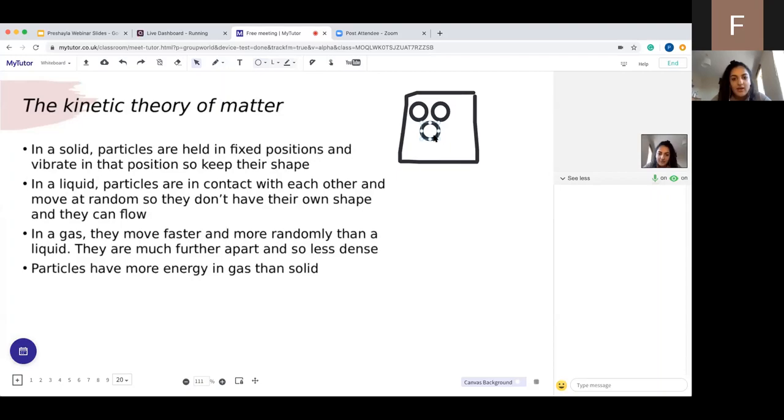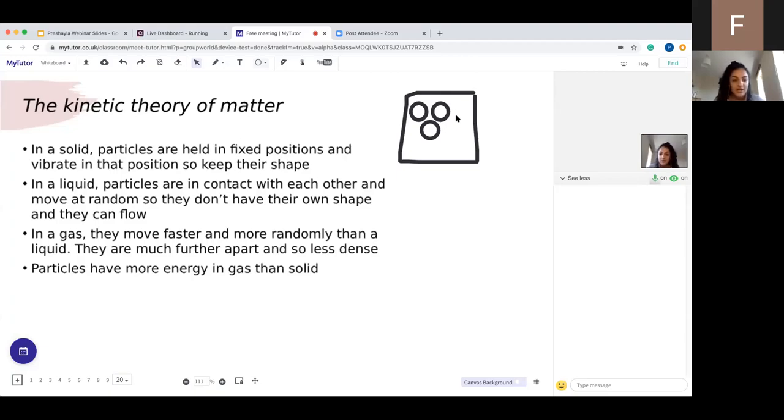They vibrate in that position and they keep their shape. They don't move, which is why a solid cannot flow. In a liquid, however, particles are in contact with each other and they move at random. They don't have their own shape and they can flow. In a solid, they have their own shape and they keep that shape. In a gas, they move much faster and much more randomly. They're much farther apart and less dense, so they can also flow. So it's really talking about the particle structure and what that means for flow.